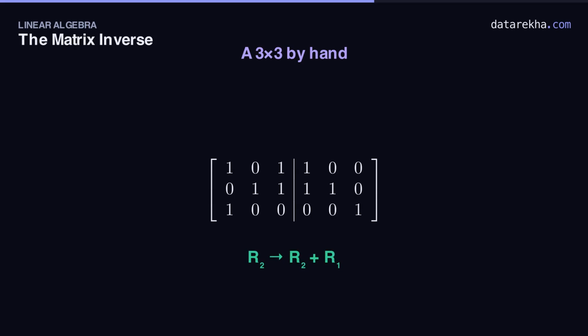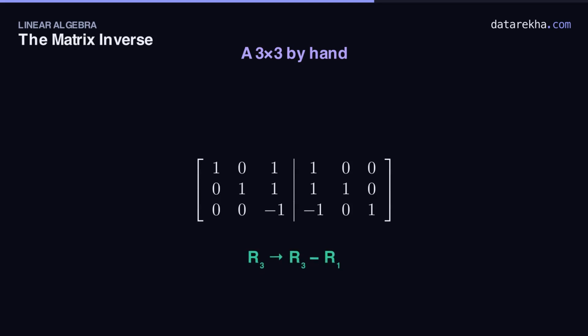Add row 1 to row 2, and the -1 under the pivot becomes 0. Notice the right side records the move. That row now reads 1, 1, 0. Now subtract row 1 from row 3 to kill the one in the bottom left. The left column is clean. Only the pivot survives. The right side keeps score, becoming -1, 0, 1.